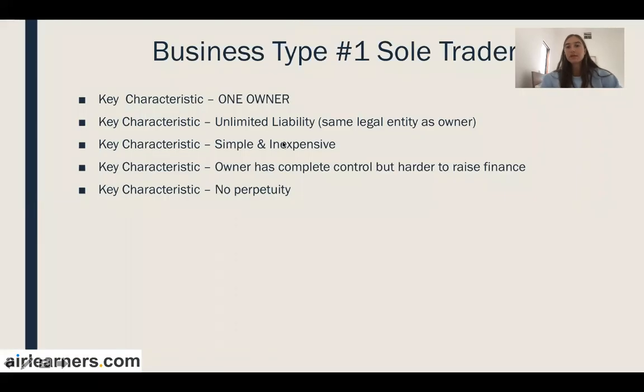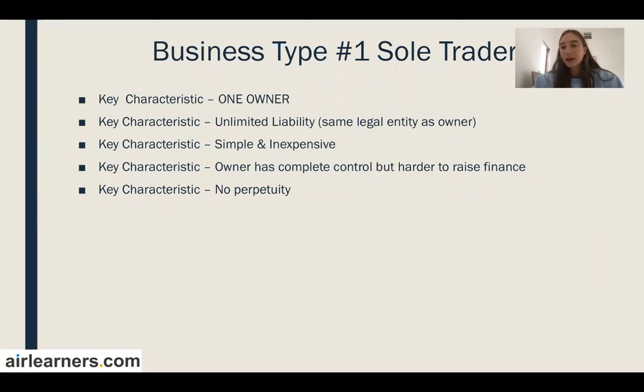So the first type of business that we need to know about is a sole trader. So a sole trader essentially just has one owner. And so what that means is that that one owner is responsible for bringing all ideas and all money into the business, which does make it a bit harder to establish because you need to have money to begin with. Another issue associated with a sole trader is the fact that it's called an unlimited liability.